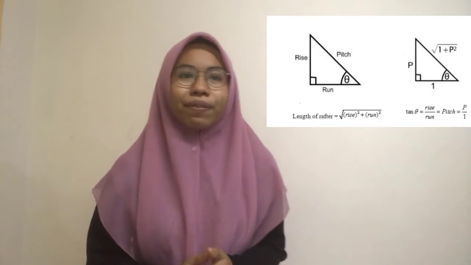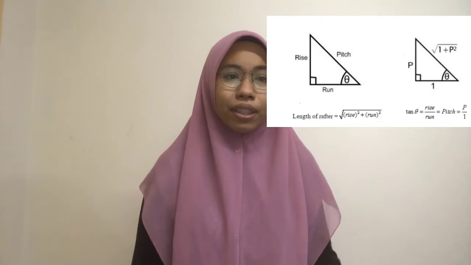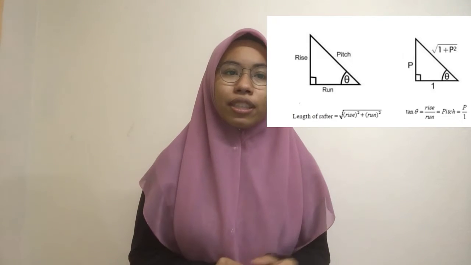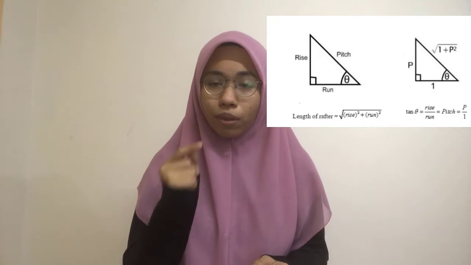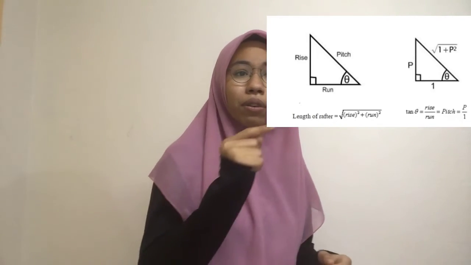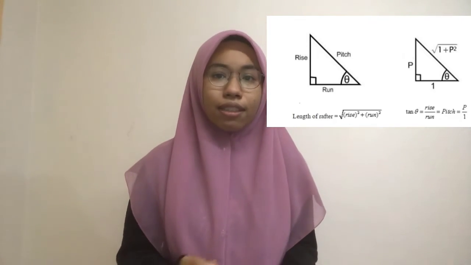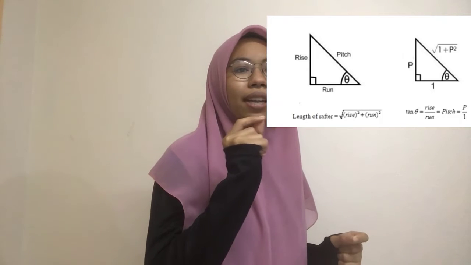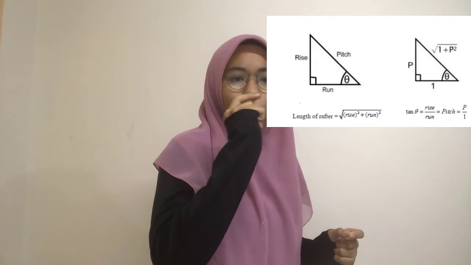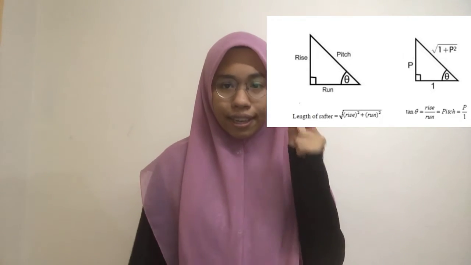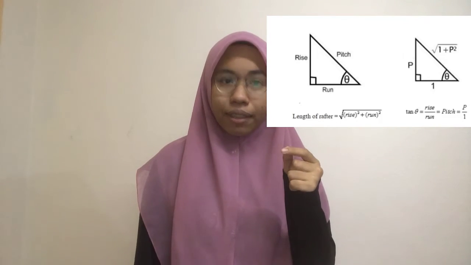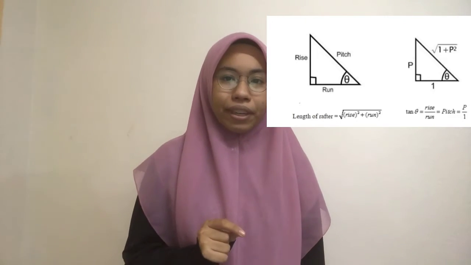Okay, next, I will explain about TOA. TOA is tangent theta, opposite over adjacent. We know rise is the opposite and run is the adjacent. We know P is the opposite and 1 is the adjacent, and pitch equals P over 1. Okay, that's all for me. I will pass to Hafizuddin for the next example.